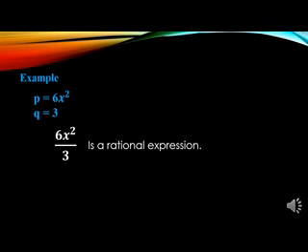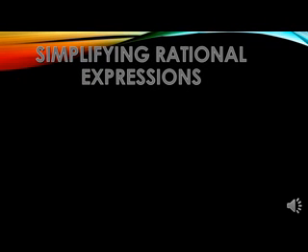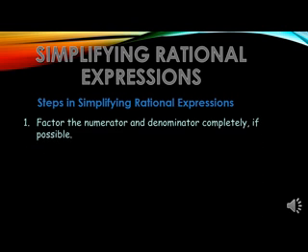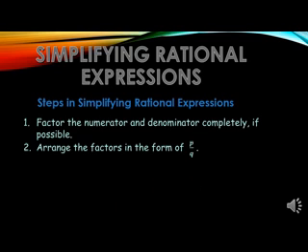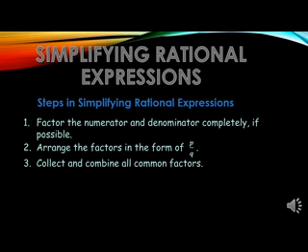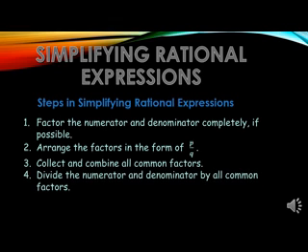Given that p is equal to 6x squared and q is equal to 3, therefore 6x squared over 3 is a rational expression. In simplifying rational expressions, there are some steps to follow. Step 1. Factor the numerator and the denominator completely if possible. Step 2. Arrange the factors in the form of p over q. Step 3. Collect and combine all common factors. Step 4. Divide the numerator and the denominator by all common factors. And the last step is multiply the remaining factors.